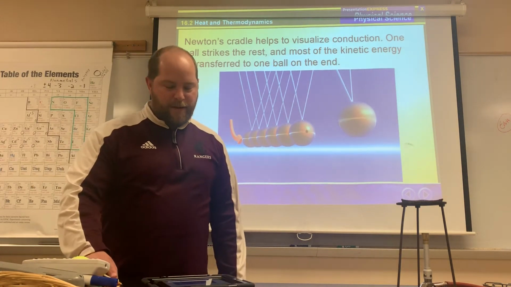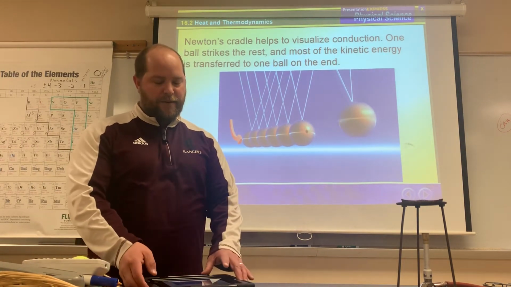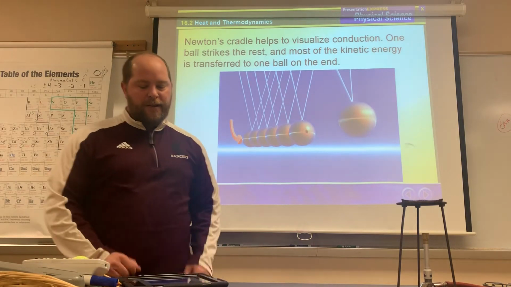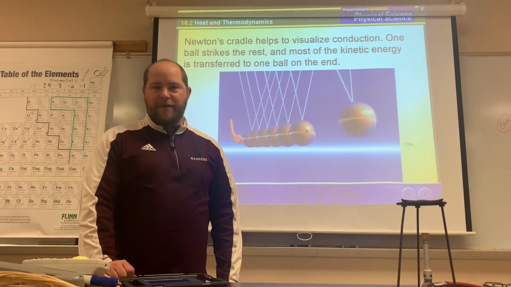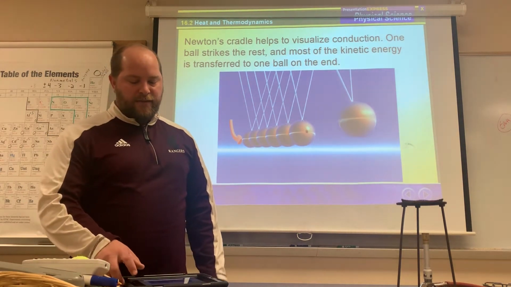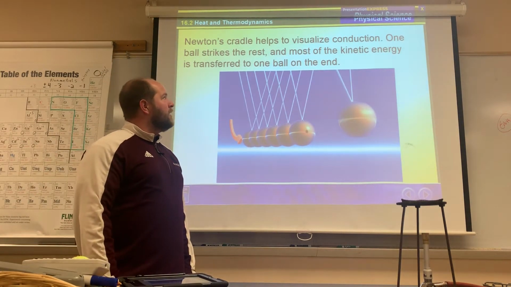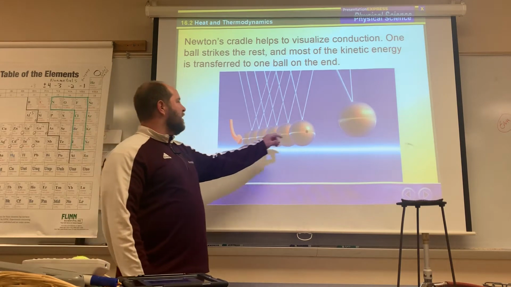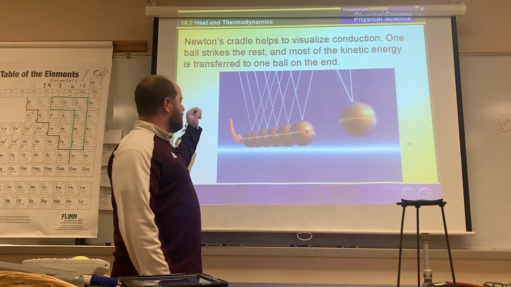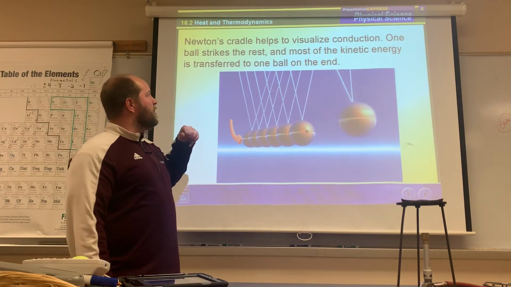Today we're going to learn about heat and thermodynamics, and how heat can be transferred. As you can see here, the opening slide has our Newton's cradle. The kinetic energy of this hits here, and that one goes up in the air. You guys have seen this before, we have used this quite a bit.